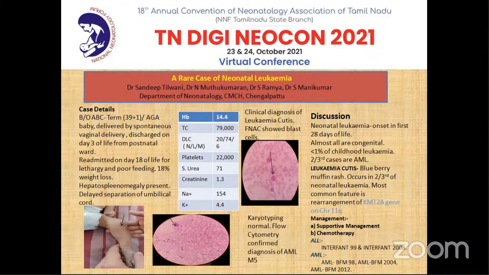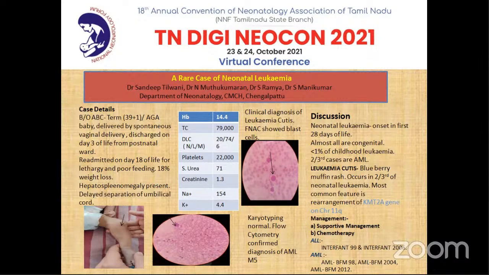Coming to the management part, the initial part includes supportive management, mainly fluid therapy and correction of hyperuricemia, using drugs such as allopurinol or rasburicase to decrease the uric acid levels, which will be high because of the high cell breakdown. Sometimes, in cases with very high hyperviscosity, we may even need exchange transfusion to give symptomatic relief to the baby. Next comes the definitive therapy, which includes chemotherapy.